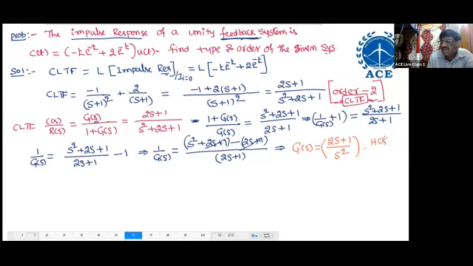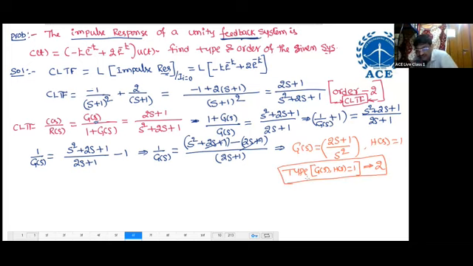So for type, what is required? G of S only, with H of S equal to 1. For type, we always require G of S with H of S equal to 1. Now how many poles at the origin here? 2 poles at the origin in the G of S. That means the type is 2. It is a type 2 and order 2 system.